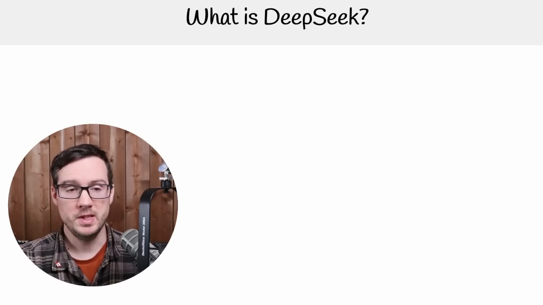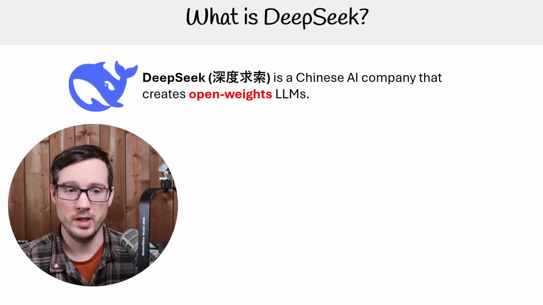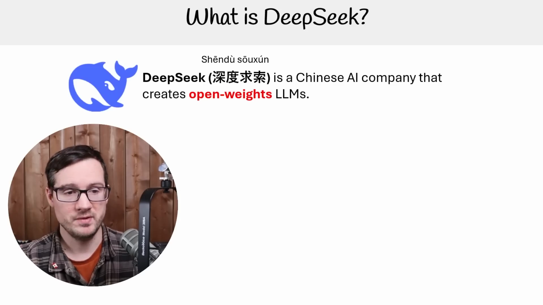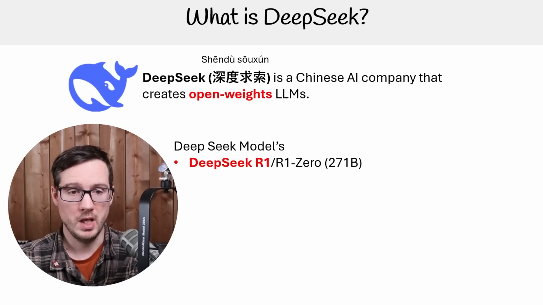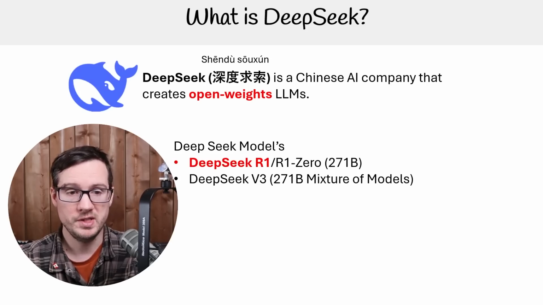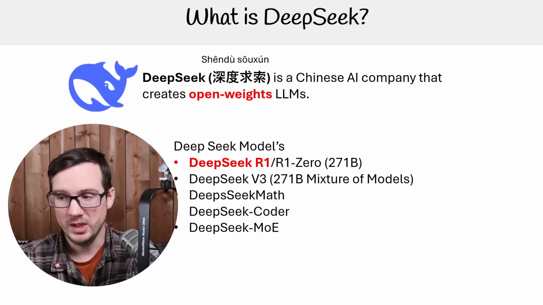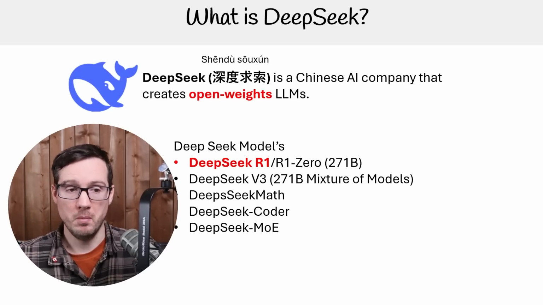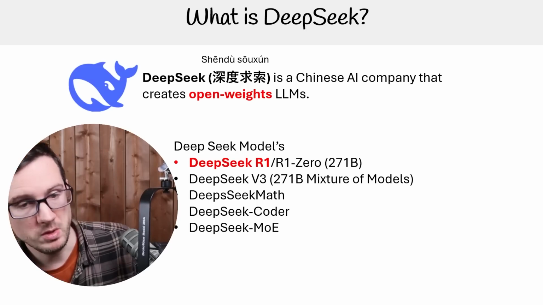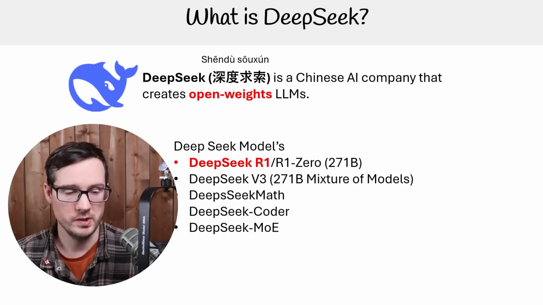Before we jump into DeepSeek, let's learn a little bit about it. So DeepSeek is a Chinese AI company that creates open-weight LLMs. That's its proper name. I cannot pronounce it. DeepSeek has many open weight models. So we have R1, R1-Zero, DeepSeek V3, Math, Coder, MOE, so MOE, mixture of experts, and then DeepSeek V3 is mixture of models. I would tell you more about those, but I never remember what those are. They're somewhere in my Gen AI Essentials course.